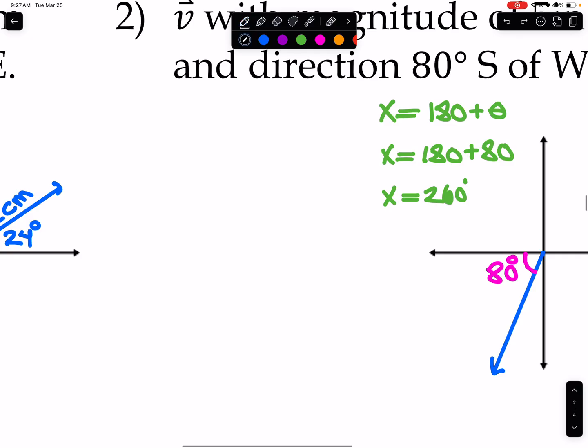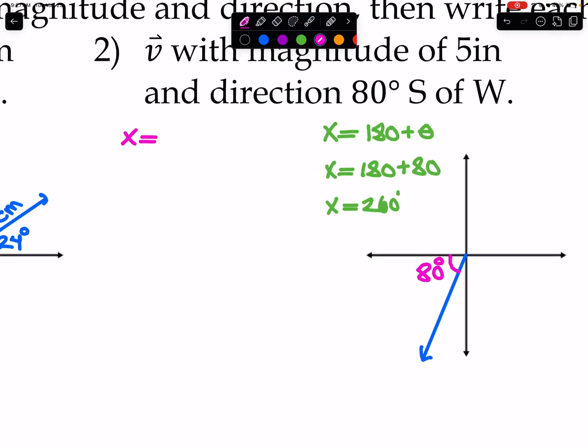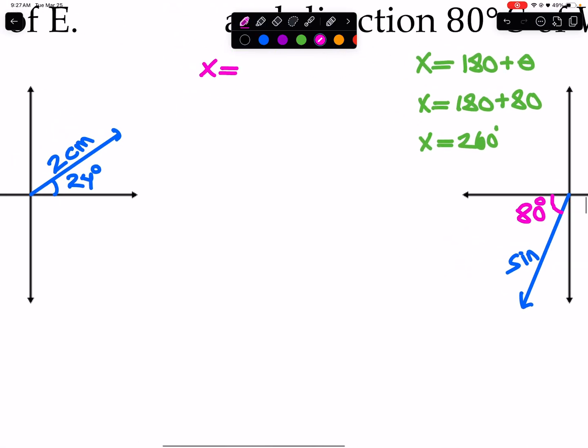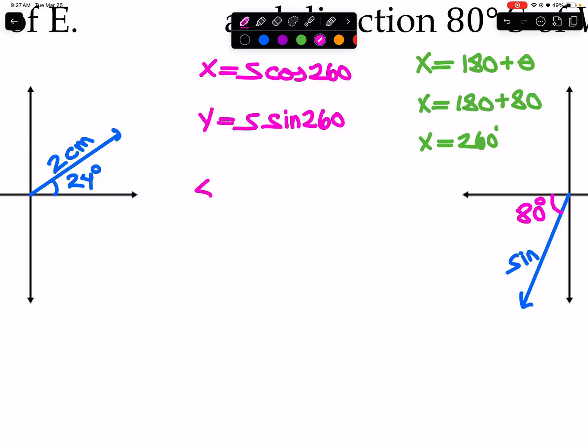Now that I'm ready, x is going to be equal to the magnitude, which is 5 inches, which I did not write over here. Whoops. So 5 inches, there we go. So the magnitude, which is 5, then cosine of 260. And for the y component, we're going to do 5 times sine of 260. If I want the exact form for component form, I'd do 5 cosine 260, comma, 5 sine of 260. So that's your exact form.